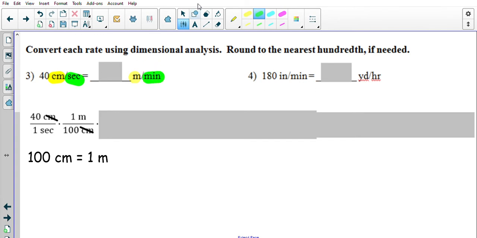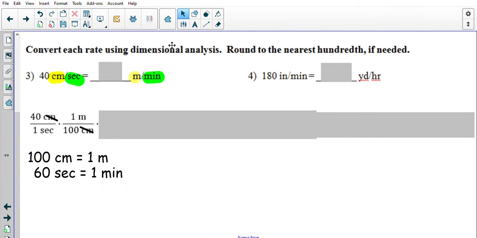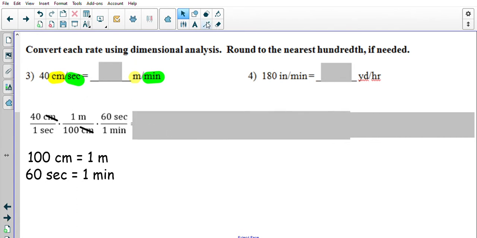So I have to know how many seconds are in a minute. Well, you guys count them down all the time in class. There's 60 seconds in a minute. I've got seconds on the bottom here, so I want 60 seconds on the top here. And again, that will help me cross this out here and here, not the 60, keep the 60 there.